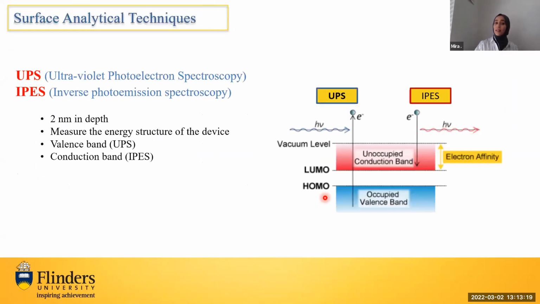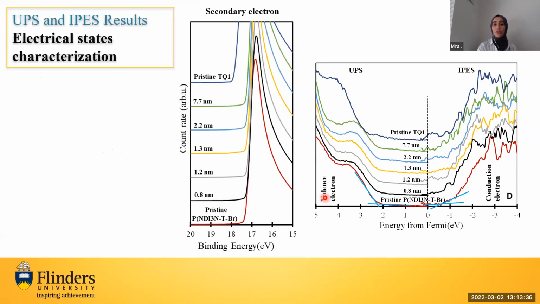So to understand exactly what's happening at the interface, we also applied ultraviolet photoelectron spectroscopy, UPS, and inverse photoemission spectroscopy, IPES, to measure the valence band from UPS and the conduction band from IPES. Here we can see the secondary electron cutoff for the TQ1 layer, which is used to measure the work function of the materials. On the right side, we can see the valence band region for TQ1 on top of P11, and also the conduction band edge obtained from IPES.